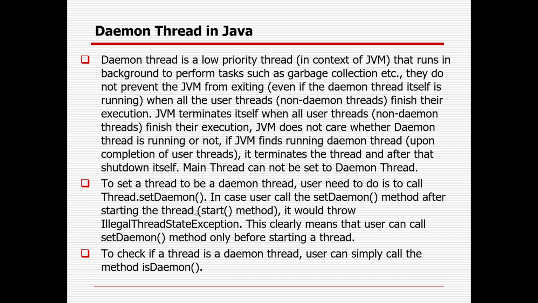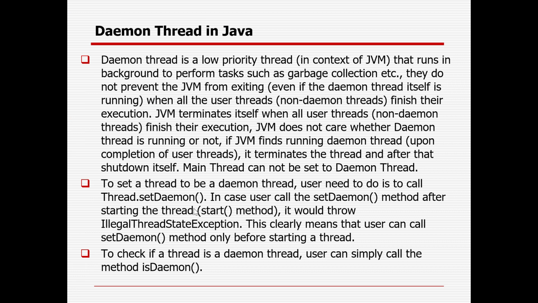So a daemon thread is a low priority thread in the context of JVM, which runs in the background to perform tasks such as garbage collection. They do not prevent the JVM from exiting even if the daemon thread itself is running. When all the user threads finish their execution, JVM terminates itself. JVM does not take care whether a daemon thread is running or not. If JVM finds a running daemon thread, it terminates the thread and after that shuts down itself.